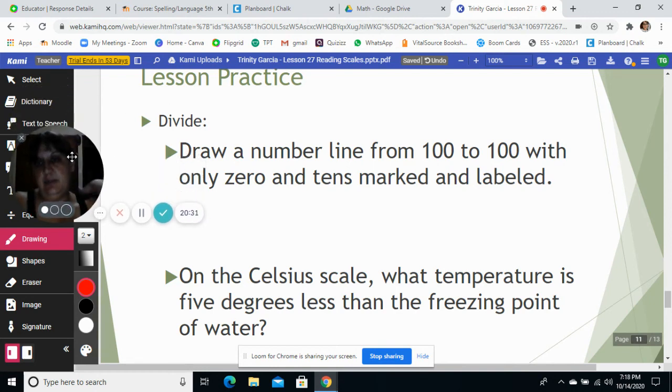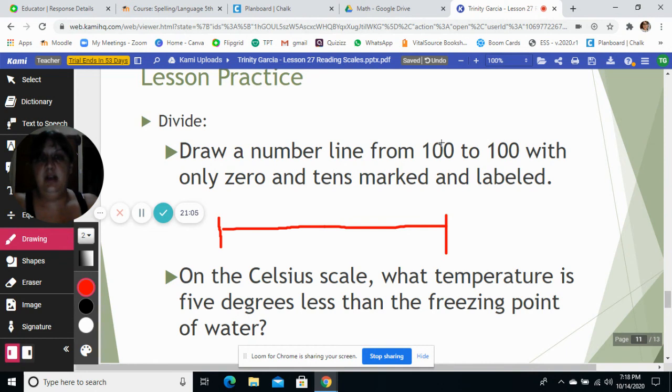Let's go on to lesson practice. It says, draw a number line from 100 to a 100 with only zeros and tens marked and labeled. Okay, you should know how to do that because we just did it with a 500. So make sure you start your number line. Okay, I don't mind if you want to go horizontal or vertical because it does not ask you or tell you which one you have to do. So you can make that choice for yourself. If you want to make a horizontal or vertical line, but you need to make it nice and neat.